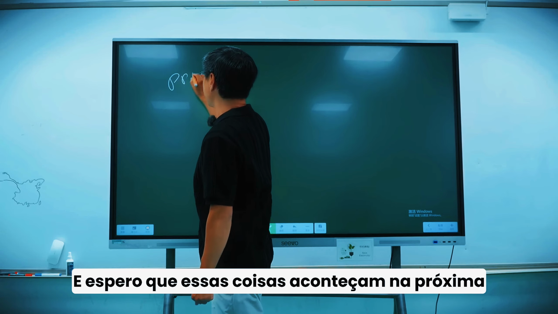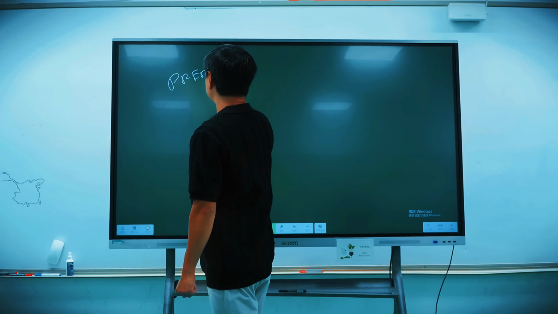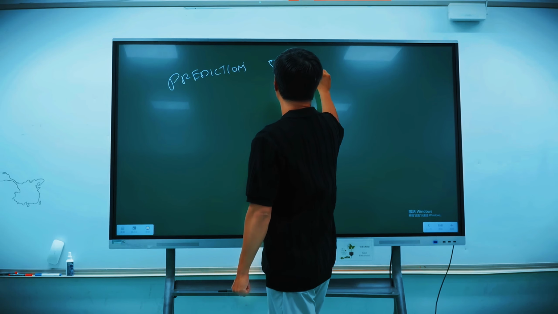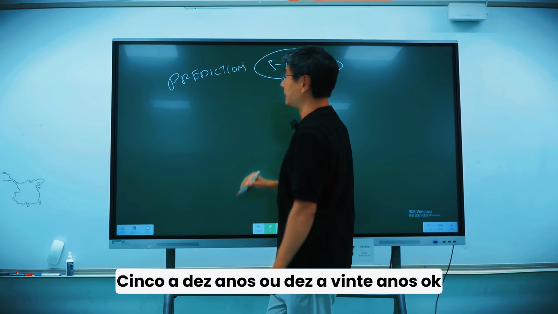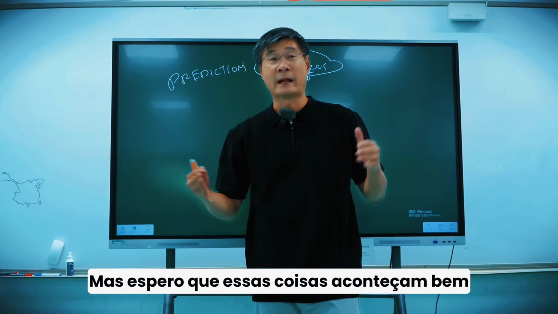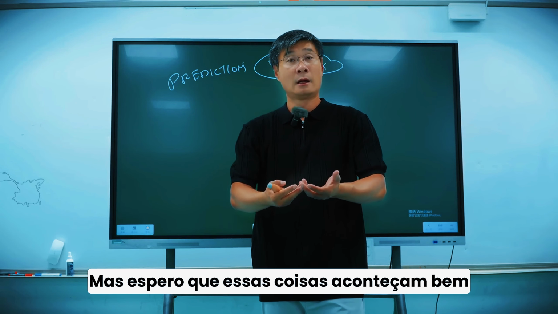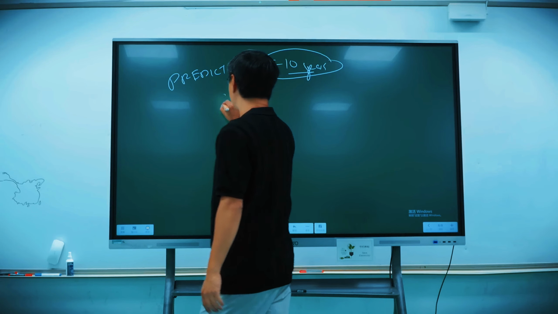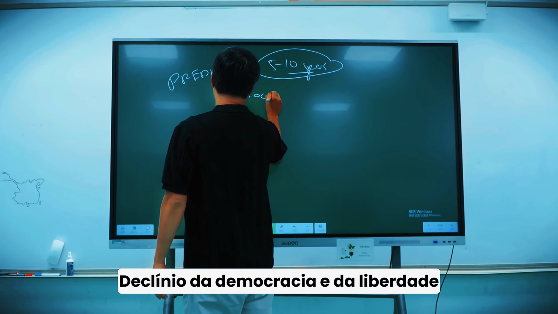And I expect these things to happen in the next 5 to 10 years. Or 10 to 20 years. I don't know the time frame, okay? But I expect these things to happen. The first thing that's going to happen in the Western world is the decline of democracy and freedom.